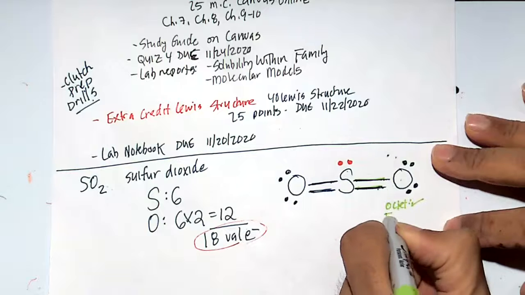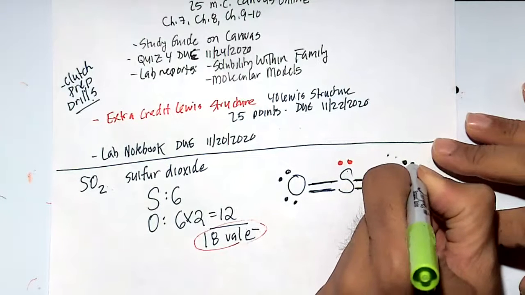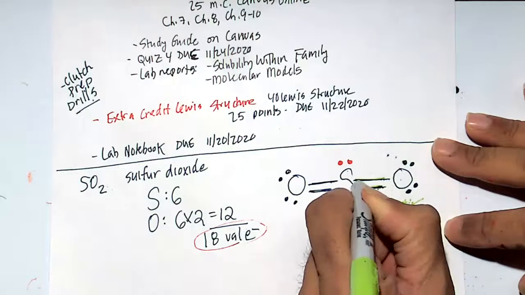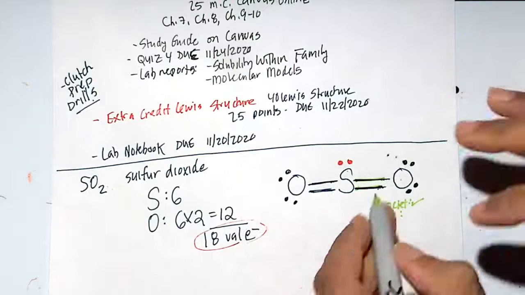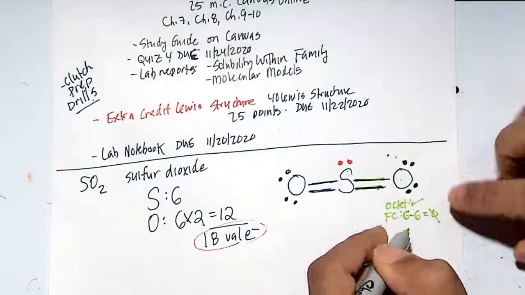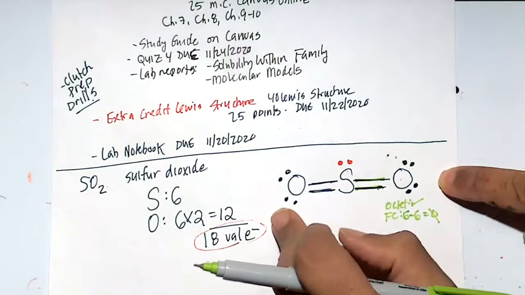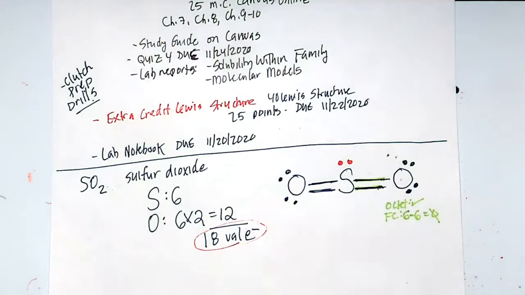And let's do the formal charge of this oxygen. 1, 2, 3, 4, 5, 6. What is oxygen happy at? Oxygen is happy at 6. 6 minus 6 is 0. So the formal charge of that oxygen is 0. Formal charge of that one is going to be 0. Okay, let me focus our attention on this sulfur.